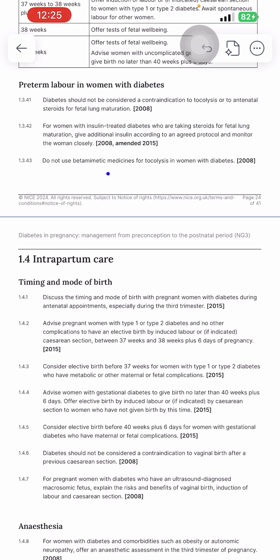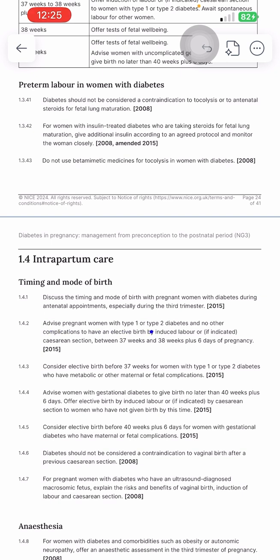Do not use beta mimetic medication for tocolysis in women with diabetes mellitus. Intrapartum care, timing and mode of birth. Discuss the time and mode of birth with pregnant women with diabetes during antenatal appointments, especially during the third trimester.